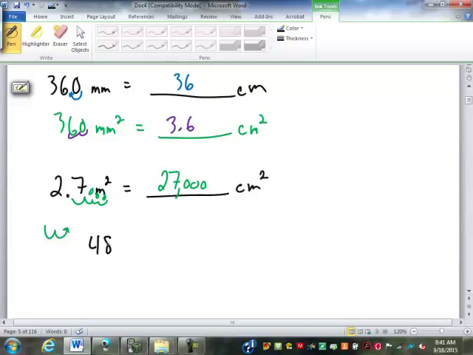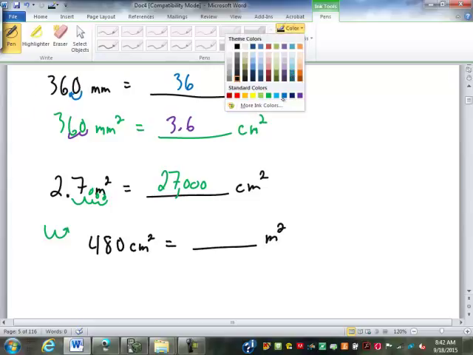What happens when we run into 2.7 meters cubed equals how many centimeters? It doesn't sound like your classmates are ready for the answer to that question yet.